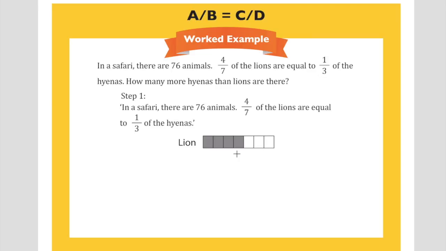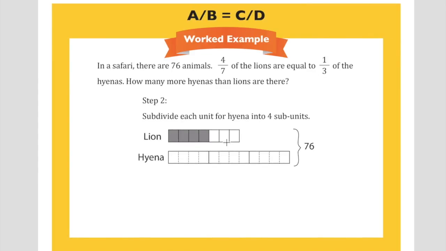So what we do is, we know that it's 4 out of 7, correct? And the next step is, if it's 1 over 3, if we make it into common numerator, what happens? It becomes 4 out of 12. So which means that these 4 units is equivalent to another 4 units over here for the hyenas, but the hyenas have a total of 12 units. So we're going to just draw 12 units and that becomes a total of 76.